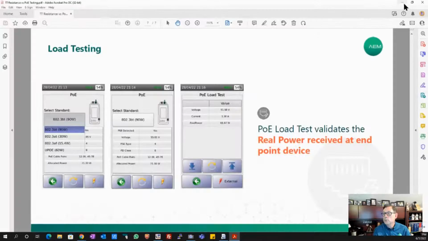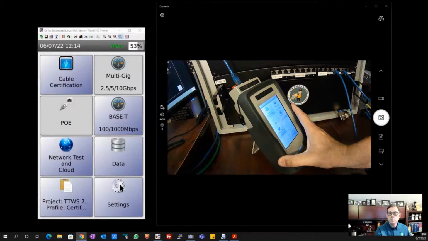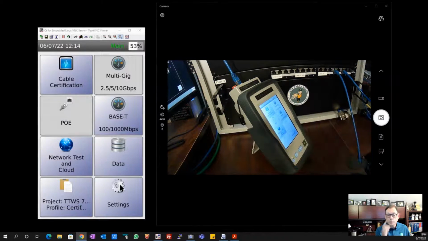So I'm going to pull my camera up here. And so this is my remote Test Pro unit here. We're going to do a physical cable test. We're going to show you some differences between the regular test and a test with the DC resistance unbalance, and then we'll show you some PoE type testing to give us some comparisons.